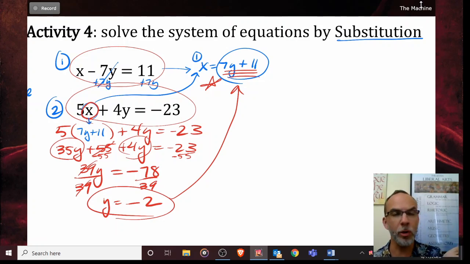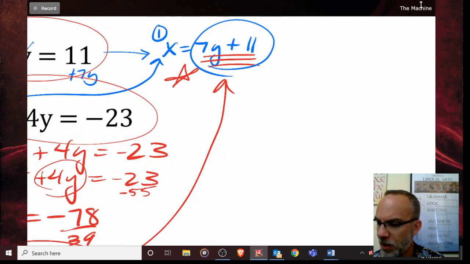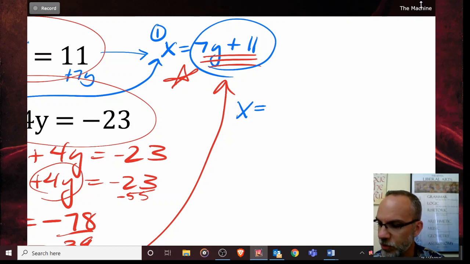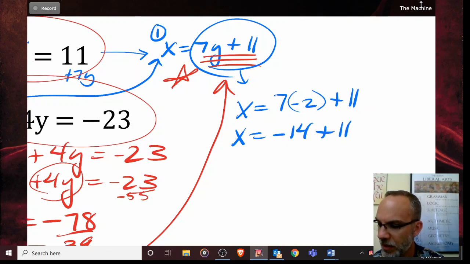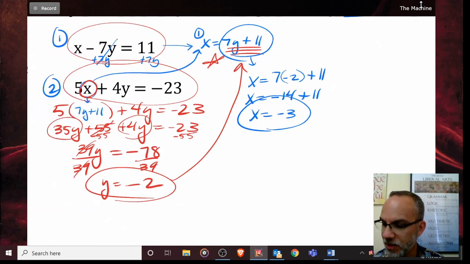So it doesn't matter where you put it. You're bound to get the same x value if you do the math right. So back up now to x. And so x then is equal to 7 times y. But y we said was negative 2. Got to have parentheses, otherwise it looks like subtraction. Plus 11. So x then is equal to negative 14 plus 11. I get x is equal to, what's that, negative 3? There we go. Now I'm finished.